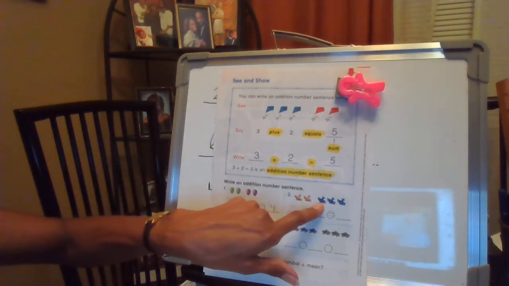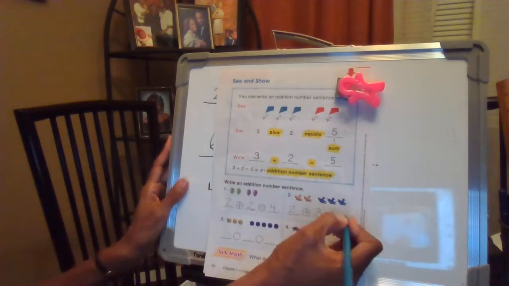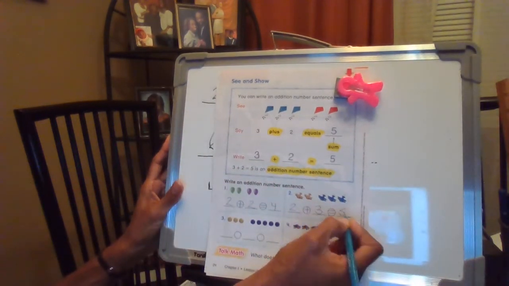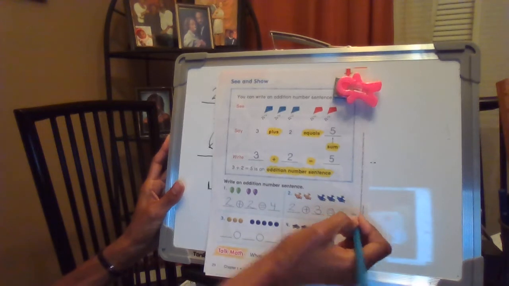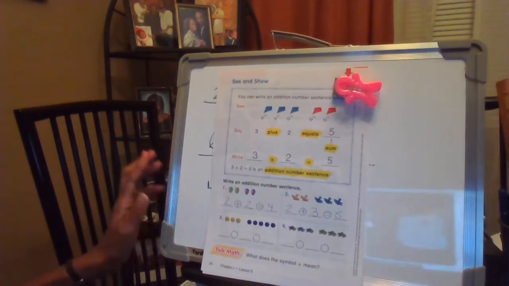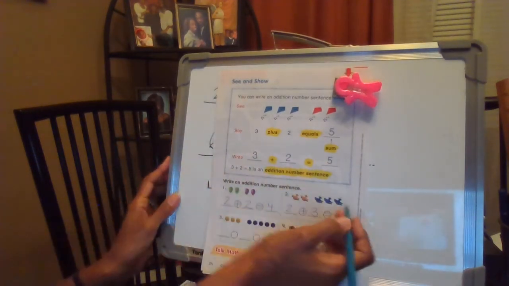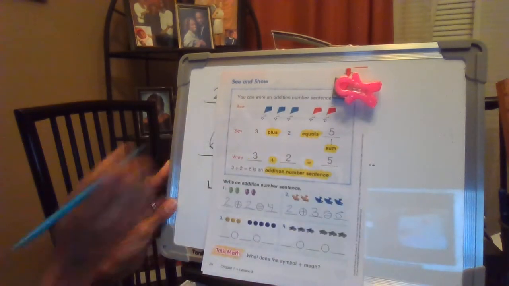1, 2, 3, 4, 5. There are 5 airplanes in all. I like how my 5 look.